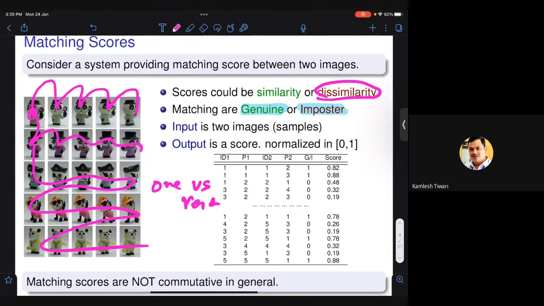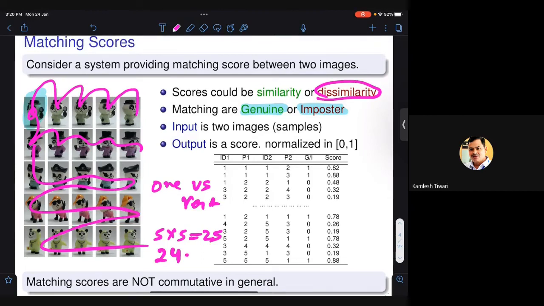I have a question. How many people do I have? 1, 2, 3, 4, 5 people. How many images does each of them have? 5. So the total number of images is 25. If I pick any item, how many scores would I have? Can anybody type? How many scores would I have? 24. Correct. I would have 24 because I'm not going to match with myself.